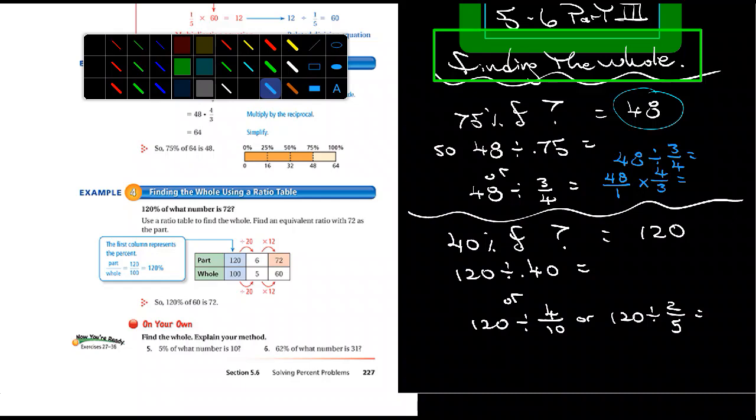Uh-oh, low on disk space. Oh, man. All right.